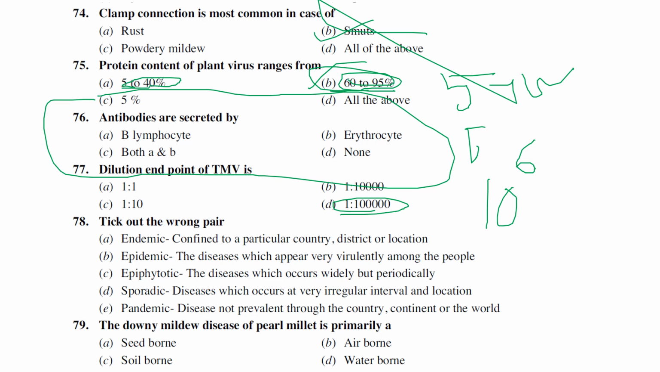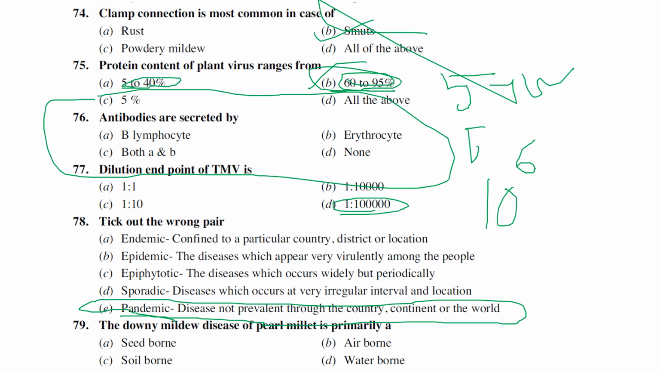Epidemic, otherwise called epiphytic, means a sudden outbreak of a disease, which can be present all over the world, sometimes in a particular location also. Endemic means confined to a particular country or district or location, present only in a particular place. Sporadic means it comes at irregular intervals, and pandemic means present all over the world. Here the wrongly mentioned option is pandemic. This is not prevalent in the country or continent or world, but a pandemic is generally a disease present all over the world. So the wrong answer is pandemic.